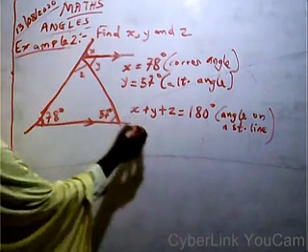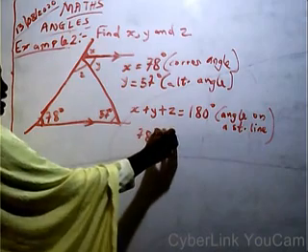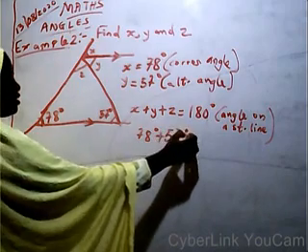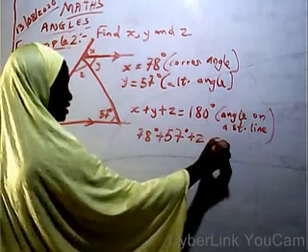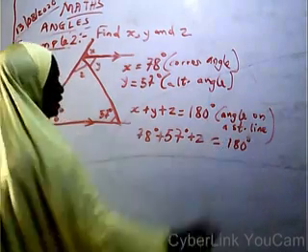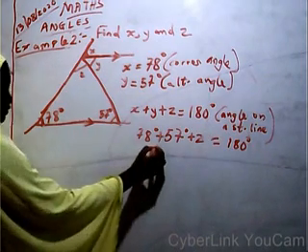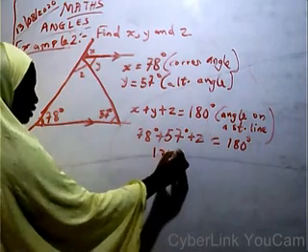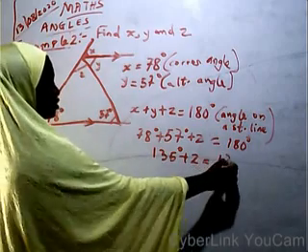And my X is what? 78 degrees. And my Y is 57 degrees. I'm looking for angle Z. Everything is equal to what? 180 degrees. And my 78 plus 57 gives 135 degrees. 135 degrees plus Z equals what?